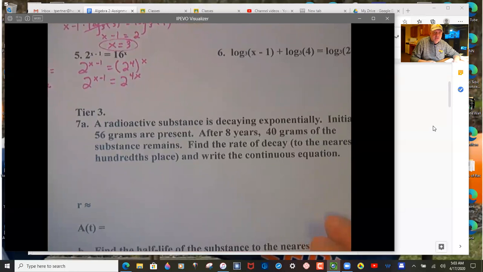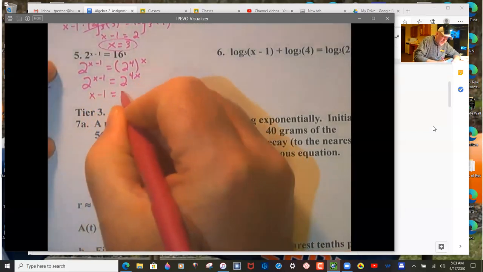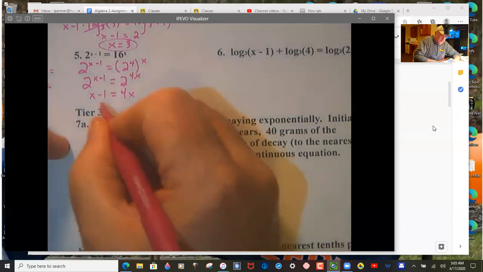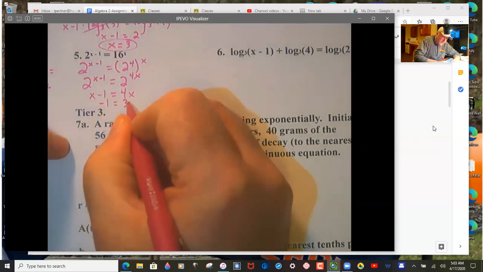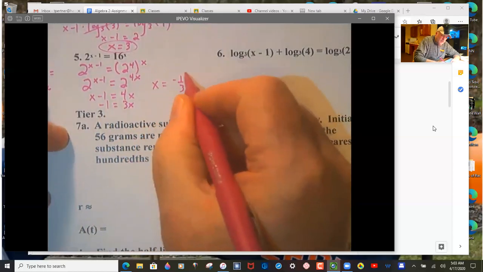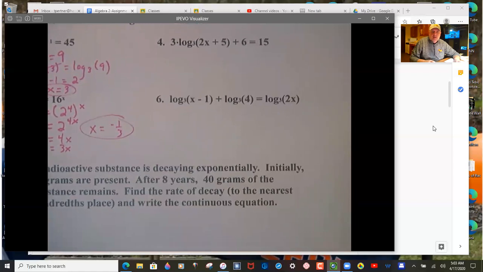And now you're ready to do log base 2 on both sides. And just to save a line, the log base 2's will cancel out. And now you're ready to solve. So subtract x on both sides and then divide by 3. And you have it.